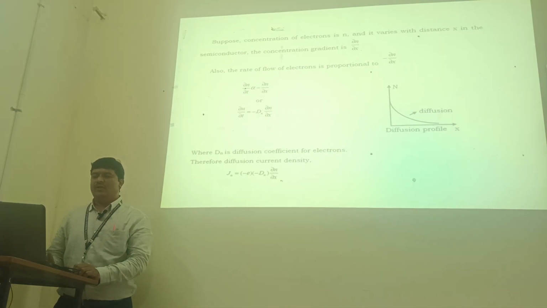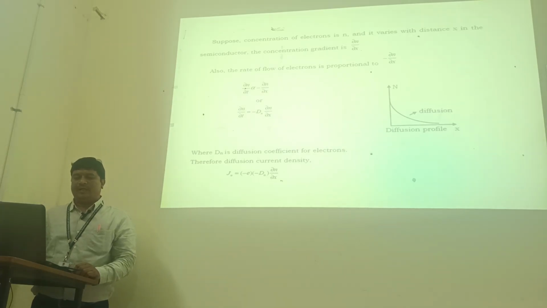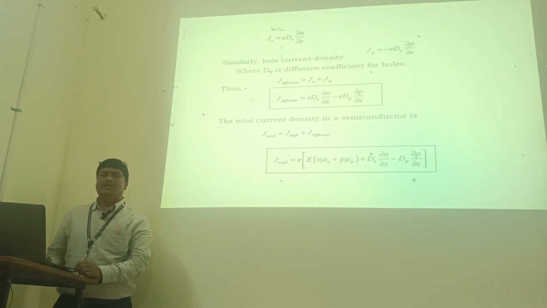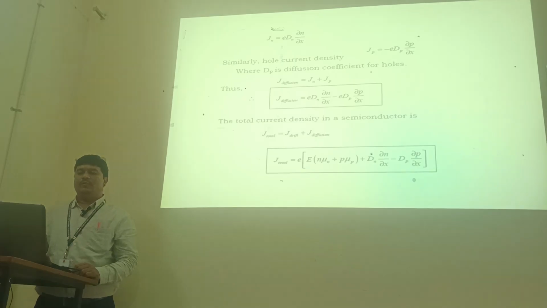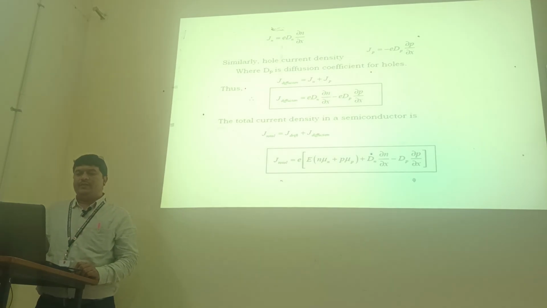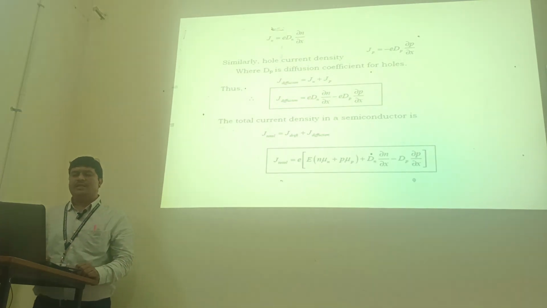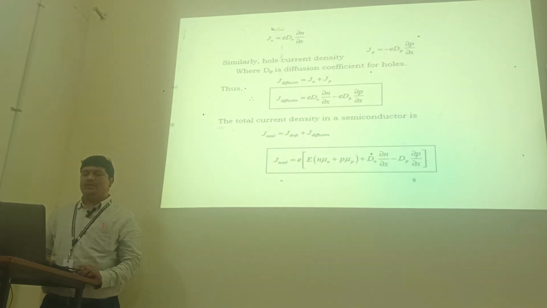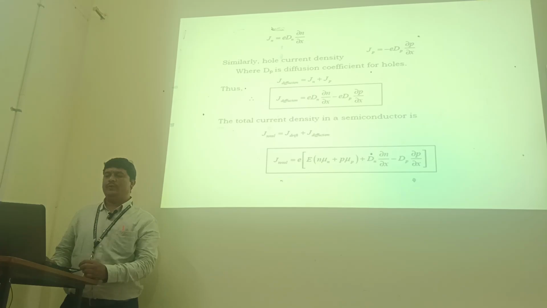Next, we have the diffusion current density. For electrons, Jn equals minus e Dn dn/dx. Then the current density of holes in diffusion is Jp equals minus e Dp dp/dx. Then the total diffusion current density is J total diffusion equals Jn plus Jp, which equals e Dn dn/dx minus e Dp dp/dx.